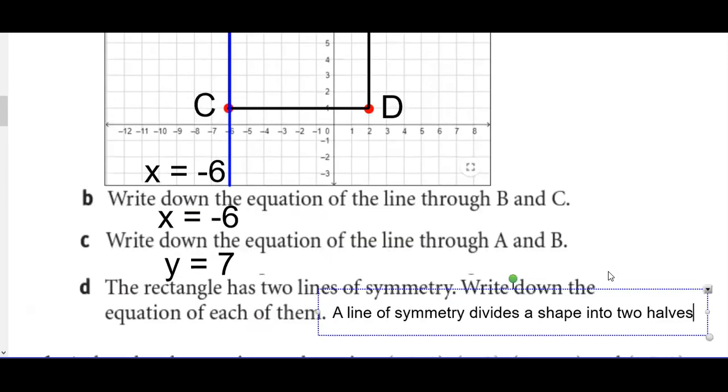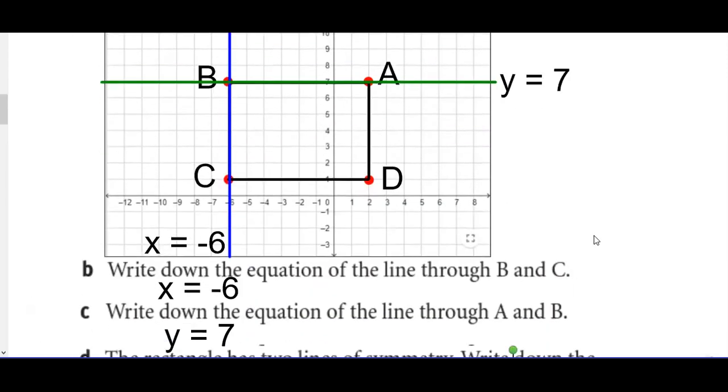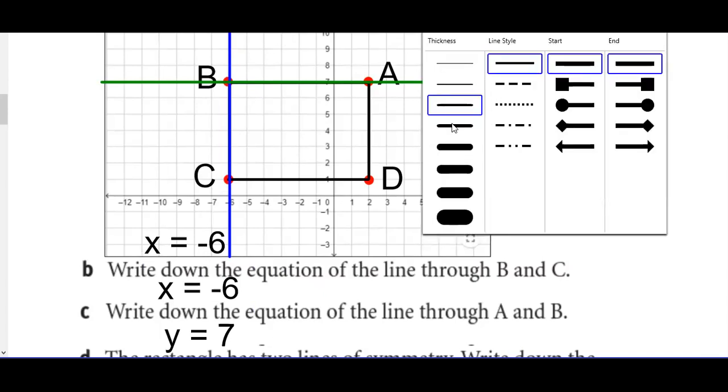Okay, now we have a triangle here. Sorry, we have a rectangle here. Let me try to highlight that rectangle. So we have a rectangle over here.